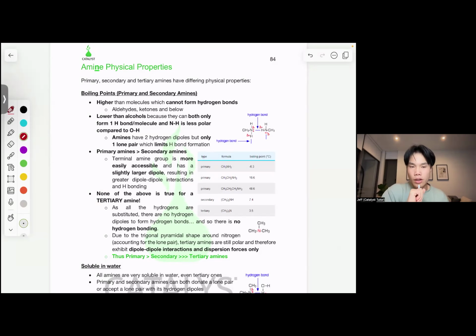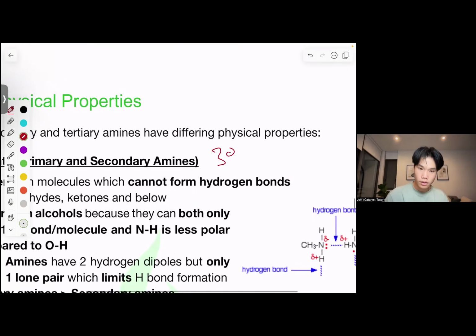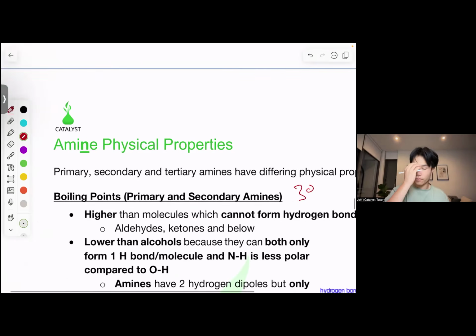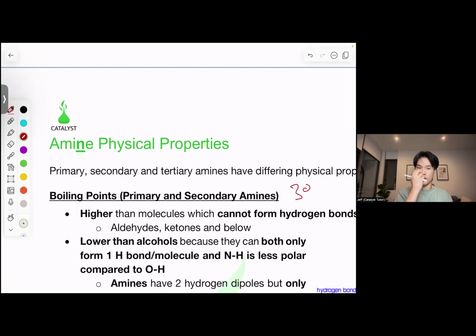Okay. They should be soluble. They should have high melting point and boiling point. But it depends if they're primary, secondary, or tertiary. How would a tertiary amine be different to primary and secondary amine in terms of intermolecular force? What intermolecular forces can a tertiary amine form?